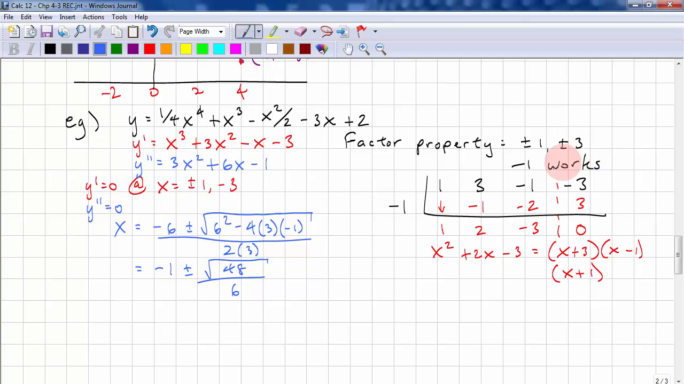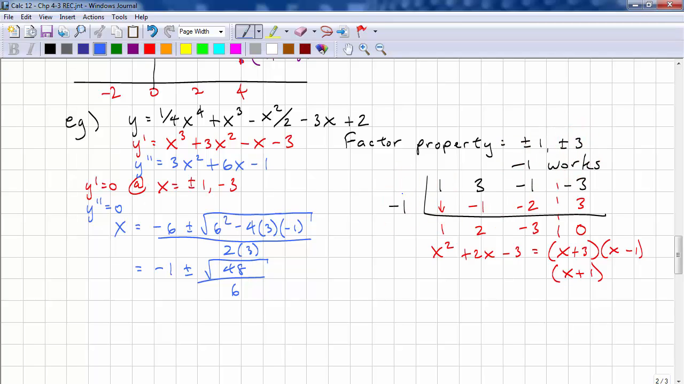That's a mistake. We'll say x equals -1 works, and we'll plug it in. So -1, this is +3, this is +1, and -3. It all cancels out, so it's 0, so that is a factor. We're taking this from Pre-Calc 12, Chapter 1, using the factor property.